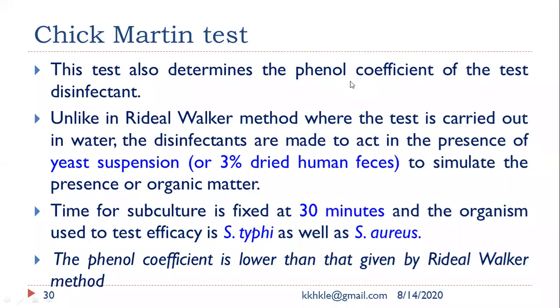So the phenol coefficient is usually lower than what is given by the Rideal-Walker method. Definitely it should be less, because in the Rideal-Walker test the conditions are not too harsh, whereas in the Chick-Martin test the conditions are harsh. So the phenol coefficient determined using the Chick-Martin test will be comparatively less than that determined using the Rideal-Walker test. Suppose you determine the phenol coefficient by the Rideal-Walker test and it is 10, and for the same disinfectant by the Chick-Martin test, it may be less than 10.